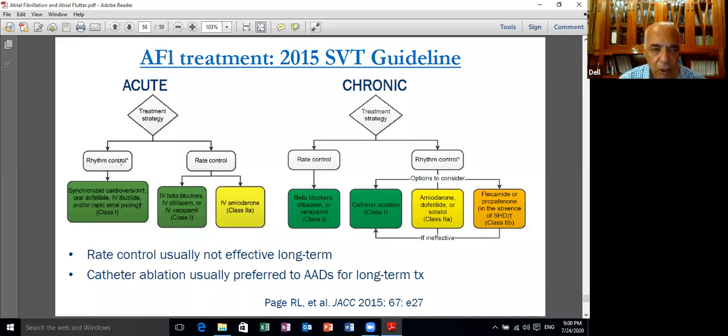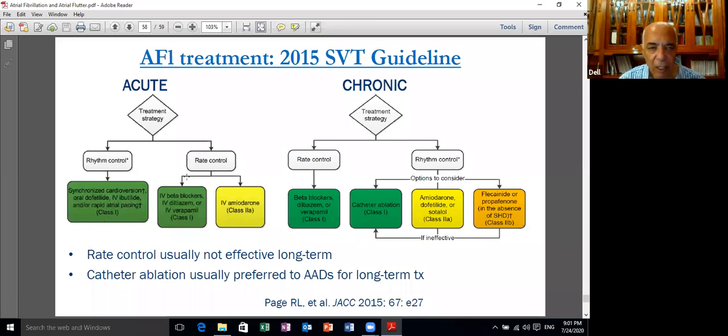And if you choose rhythm control, then cardioversion with a small amount of energy, like 50 or 70 joules, will be enough. Oral treatment with dofetilide or intravenous treatment with ibutilide, unfortunately, is not available. But these three considerations here are class 1 indication.